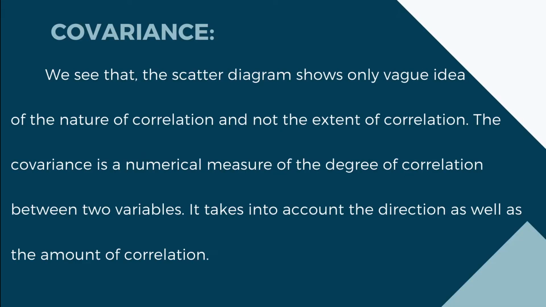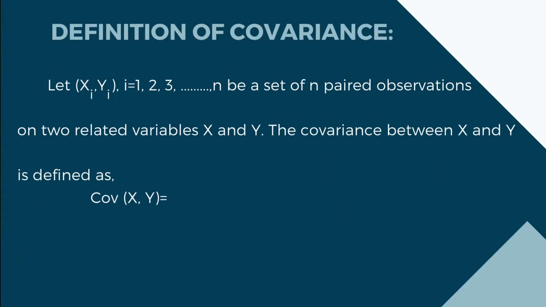We see that the scatter diagram shows only a vague idea of the nature of correlation and not the extent of correlation. It gives only a rough idea of the correlation. The covariance is a numerical measure of the degree of correlation between two variables, and it takes into account the direction as well as the amount of correlation. Now we shall see the definition of covariance.